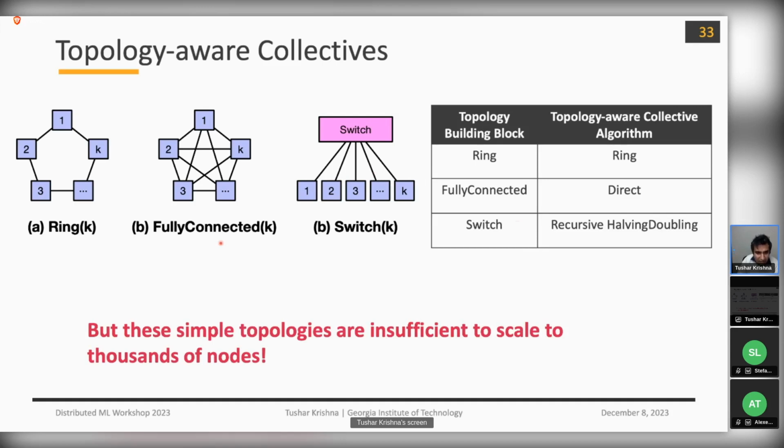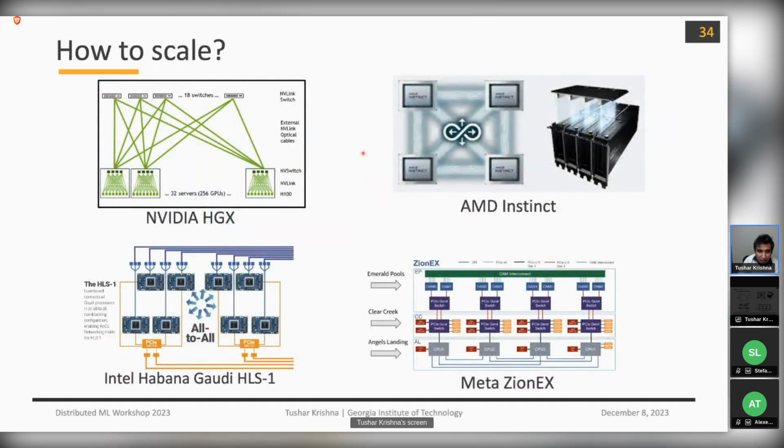Unfortunately, though, these simple topologies are insufficient to scale to thousands of nodes. So if I wanted to build a cluster with 1,000 GPUs, I couldn't connect all of them up with just a single ring. That would be too slow, with a very large diameter. This will not be scalable. And similarly, a switch: switches today can have a maximum of 32 or 64 ports. I can't have 1,000-port switches. So this basically means that I really need more sophisticated topologies to actually build larger systems. If you look at some of the systems today, they do use more sophisticated mechanisms.